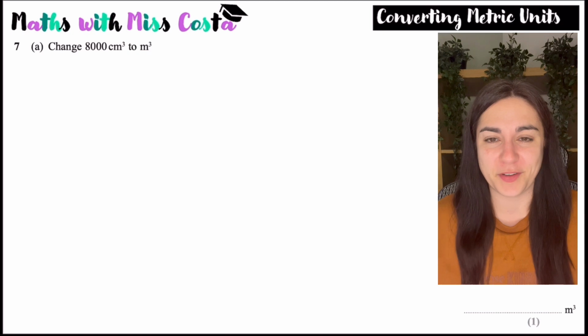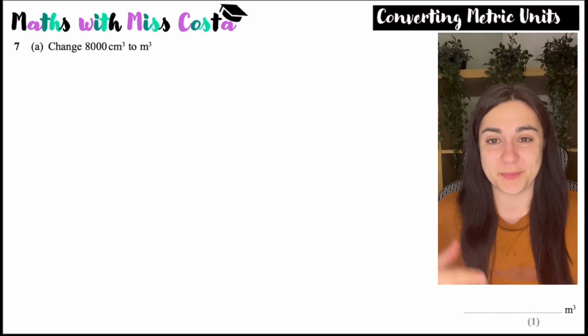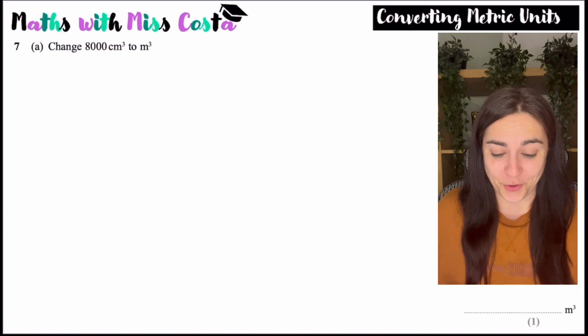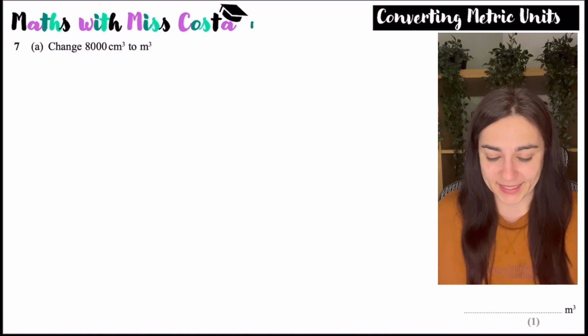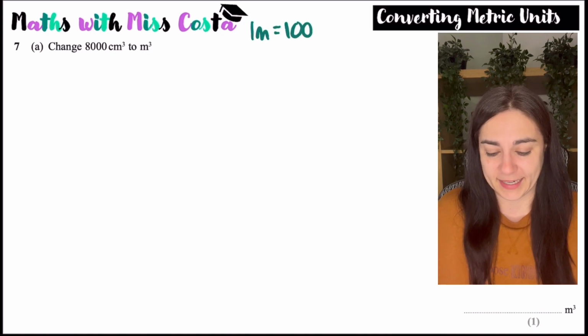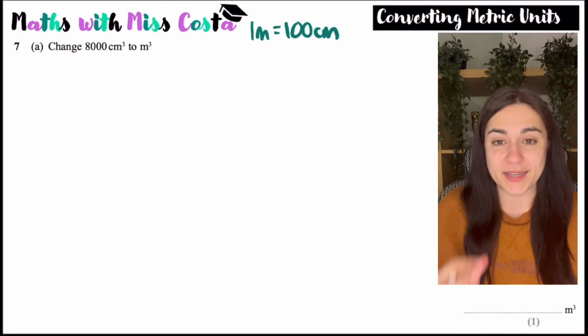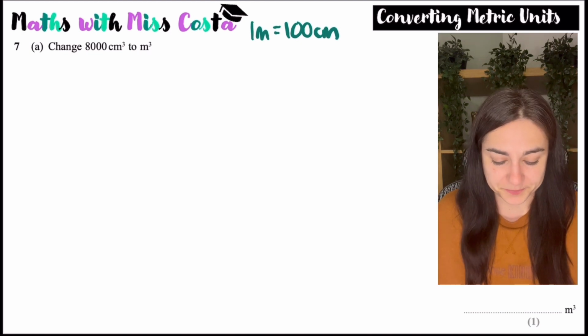I'm being asked to convert 8,000 centimeters cubed to meters cubed. Now, a question like this is really frequently just done wrong because people rush through this and they know that 1 meter is equal to 100 centimeters. So they're like, oh, I'll just divide it by 100. But let's think about what's actually going on.